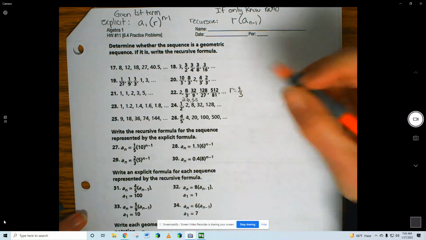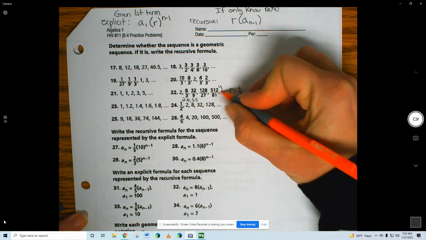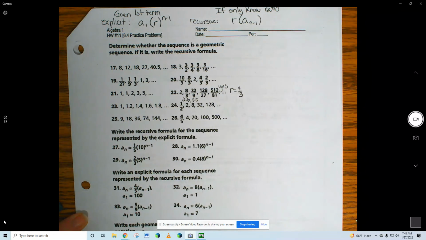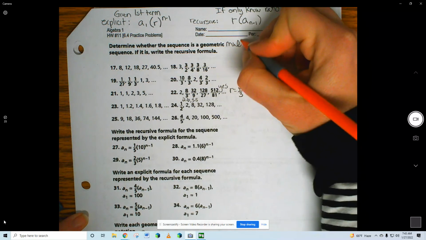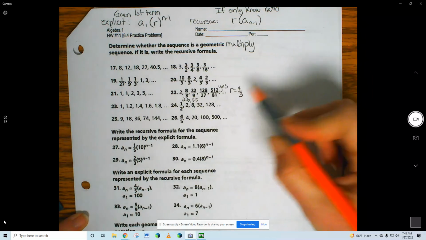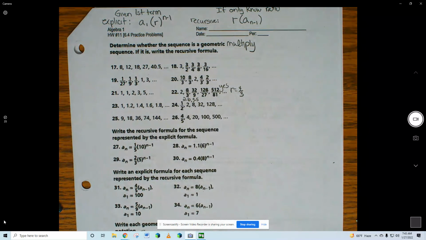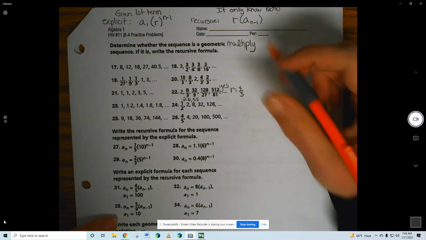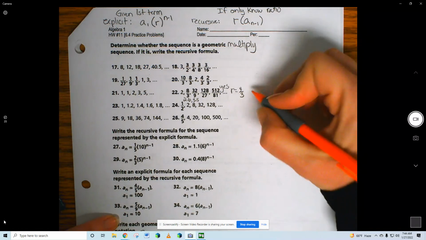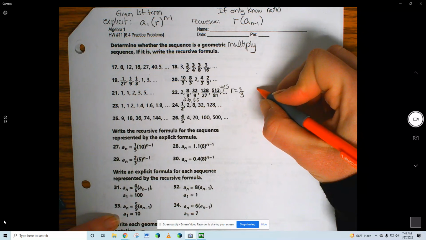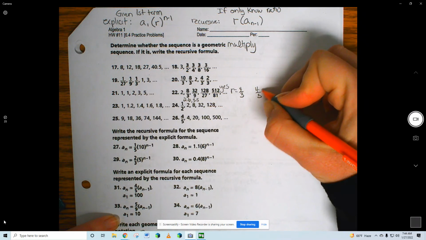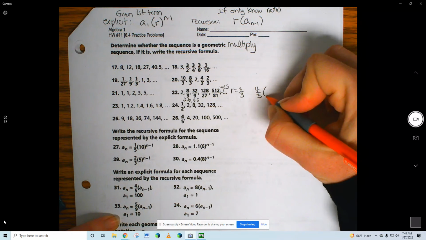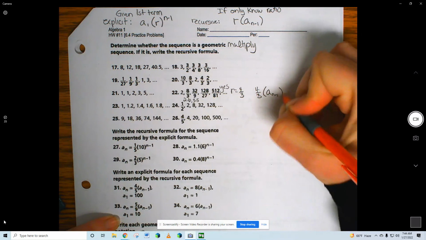Yes, it's geometric. So that's the first question. Is it geometric? Do I multiply by something? Geometric means I multiply. Yes. 4/3 is the ratio. And then I just write the recursive formula if I only know the ratio. 4/3 a sub n minus 1.